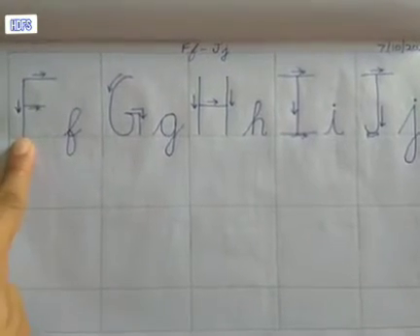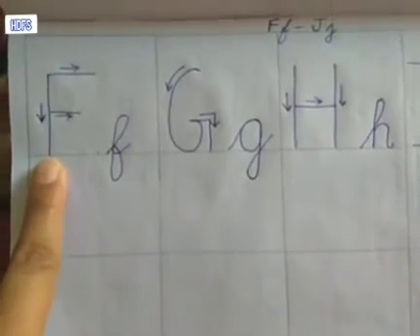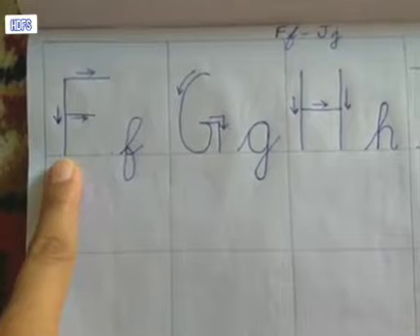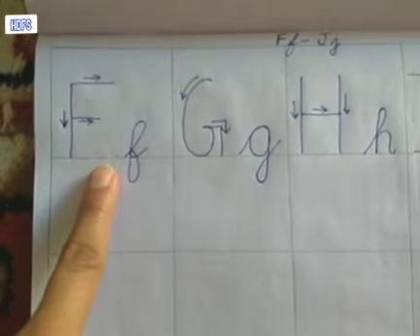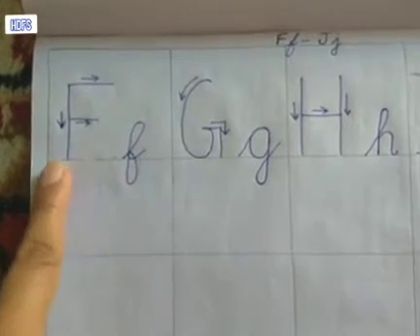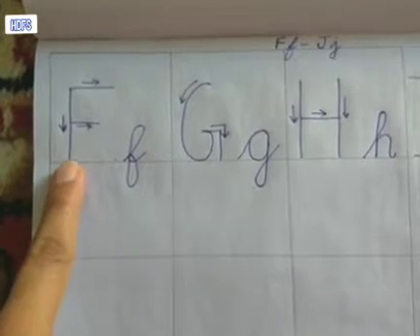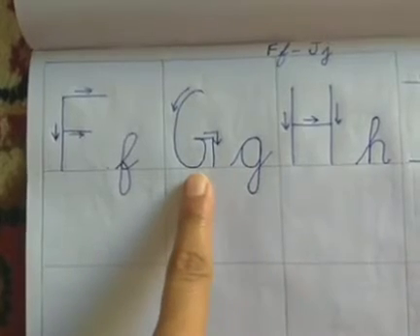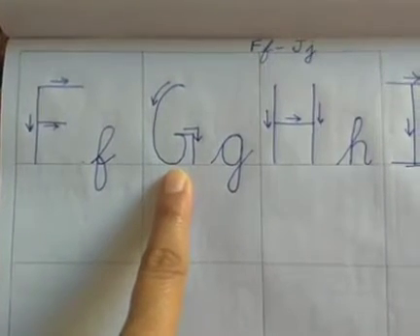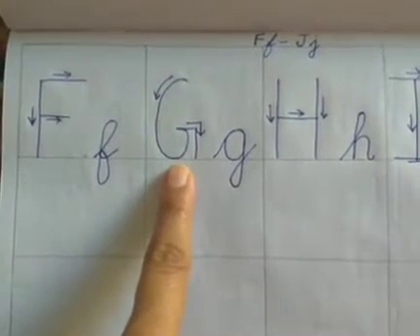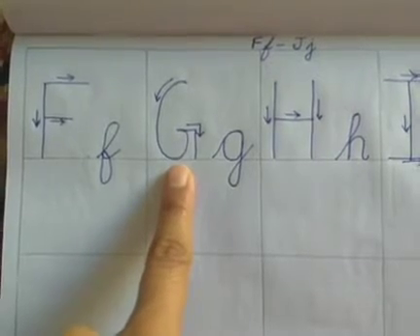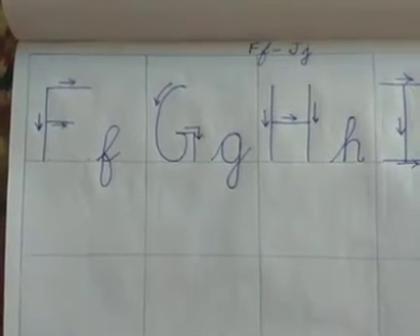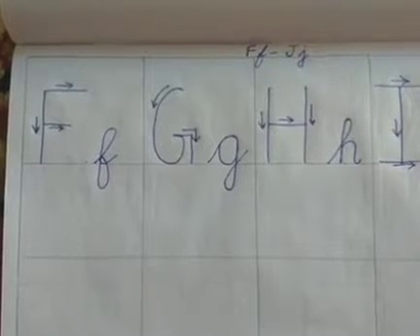So the name of this letter is F. And the sound of the letter is F, as in fish. Yes? So this is the capital F and this is my lowercase f. The next sound here is G. The name of the letter is G and the sound of the letter is G, as in girl, goat.